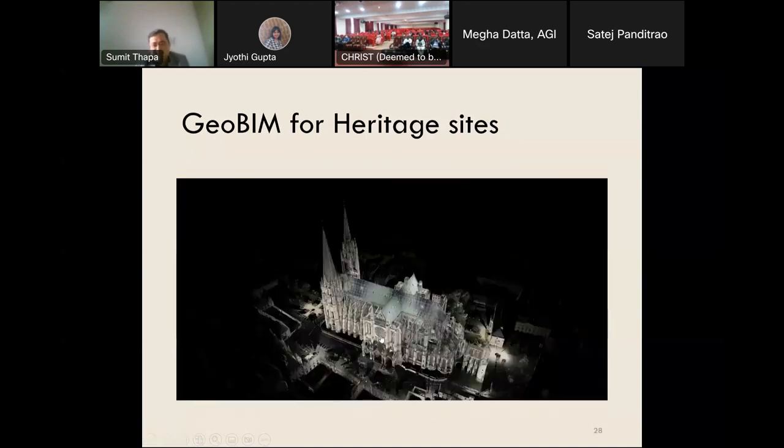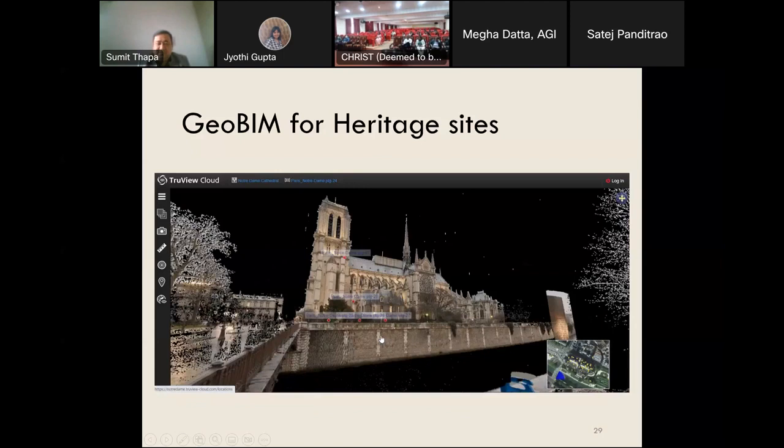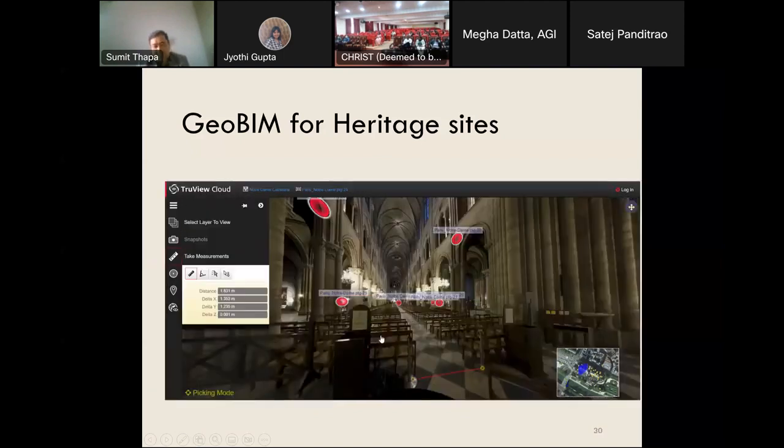I'll give you one example of why this can be helpful. One use is redevelopment; another is that it gives you what is available along with the heritage structures and what is there within the vicinity, and it can be used in case of any mishap also. This is a laser scan of the cathedral in France called Notre Dame, which caught fire in 2019. These laser scans, or these panorama images, can help the persons who are doing the restoration drive.